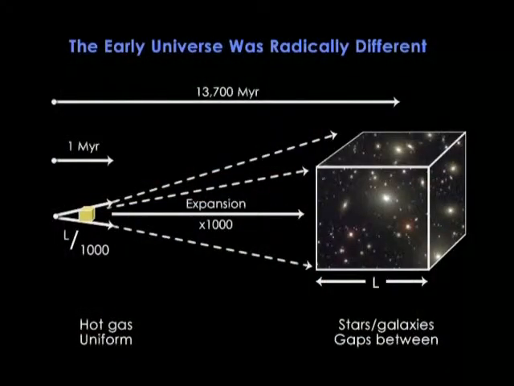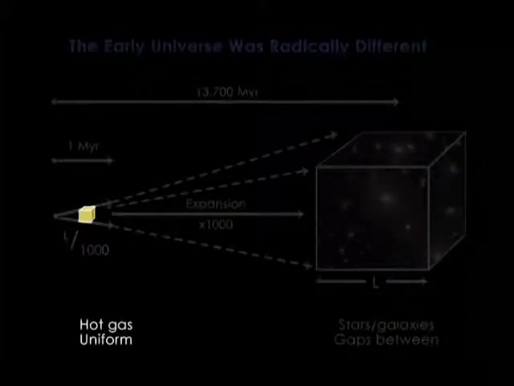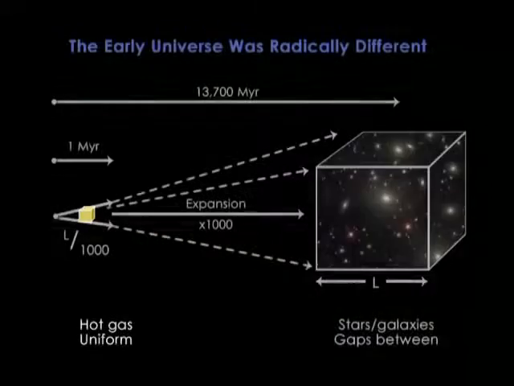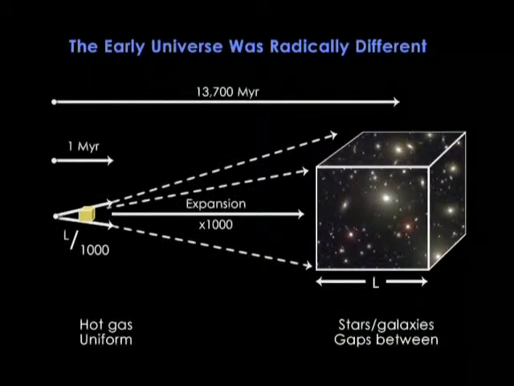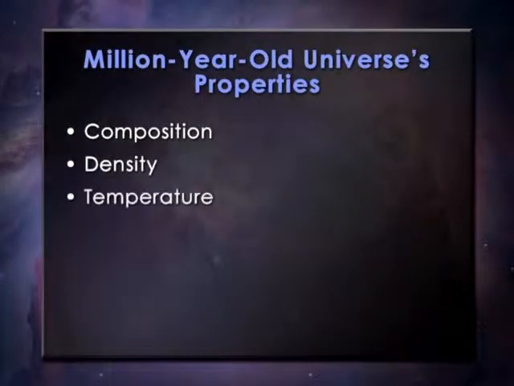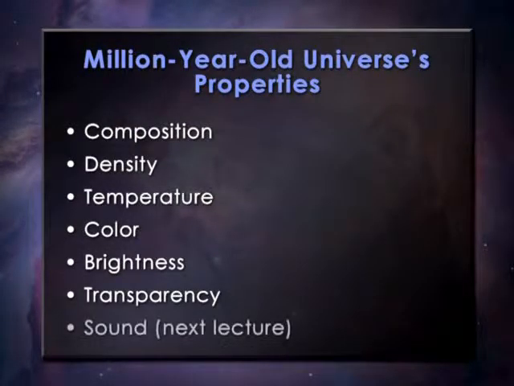Now, second, the matter in today's cube is very clumped up. There are stars and galaxies separated by gaps. But in our smaller cube, the same matter is all smoothed out, completely uniform. And lastly, today's universe is on average extremely cold, whereas back then it was several thousand degrees everywhere. So, here are the properties we'll be looking at in the million-year-old universe: composition, density, temperature, colour, brightness, and transparency. And we'll save sound for the next lecture.